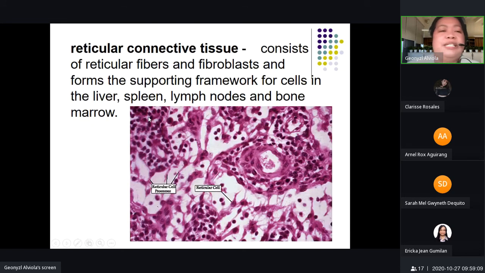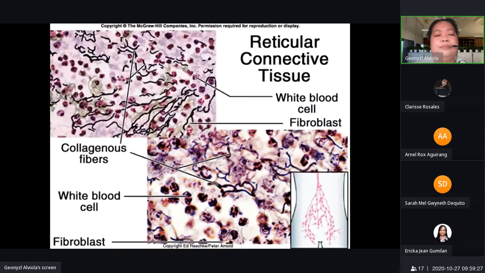Now, let's proceed sa reticular connective tissue. Consists of reticular fibers and fibroblasts and forms the supporting framework of the cells in the liver, spleen, lymph nodes, and bone marrow. So, be mindful sa mga area in which they are located. So, para siyang grapes. So, if you want to recall that one, reticular looks like a grape. The grapes are connected in the tiny branches.